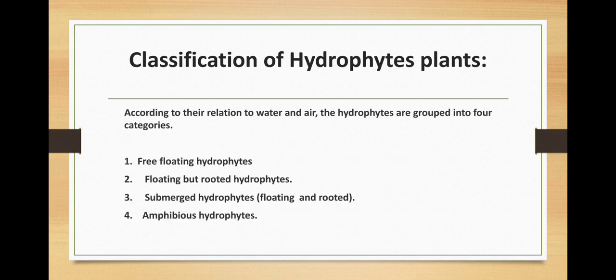Classification of hydrophyte plants. According to their relation to water and air, the hydrophytes are grouped into four categories: free-floating hydrophytes, floating but rooted hydrophytes, submerged hydrophytes, amphibious hydrophytes.